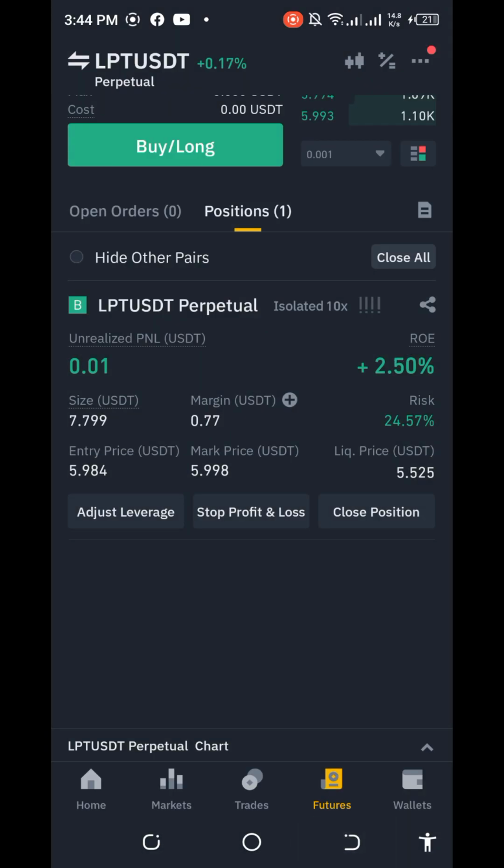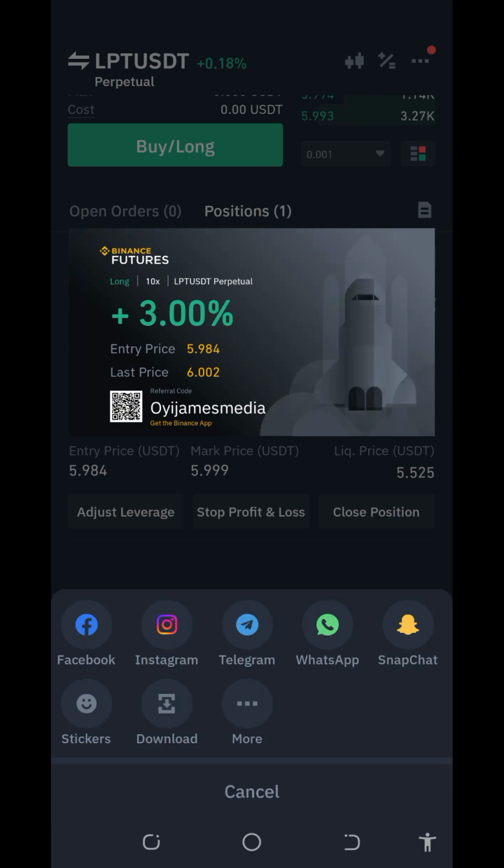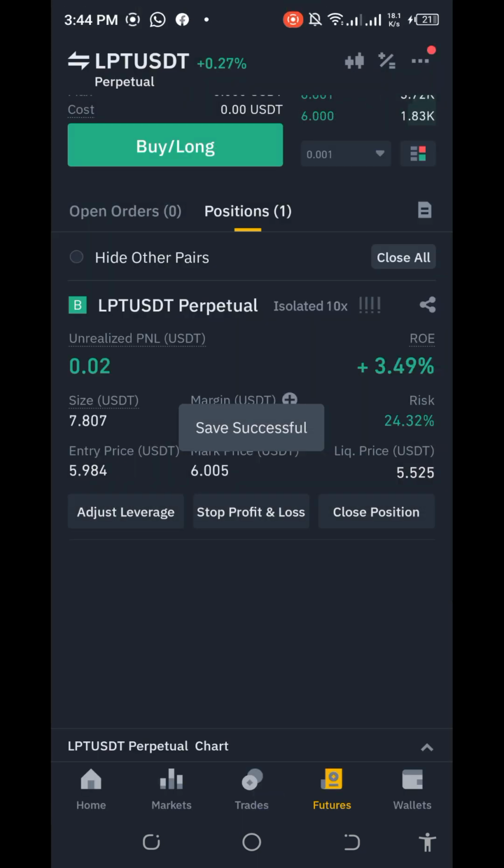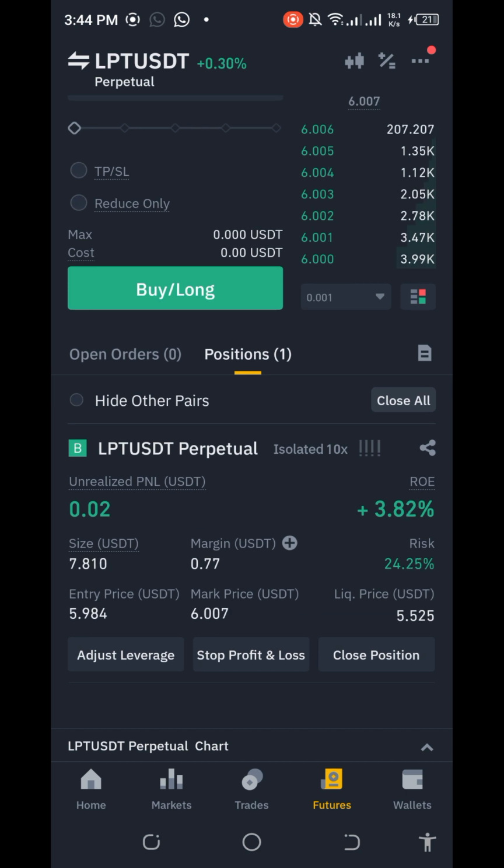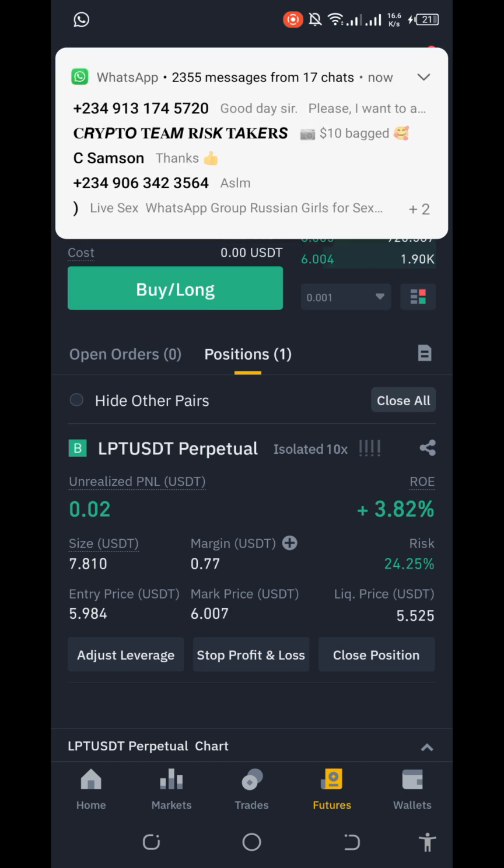So now I'm not setting the stop loss. You can see I'm also in profit. Look at it now, I'm in profit, making $3. I'm at 3% now. You can see there. So that's how to do it. That's how I'm going to close this position now.